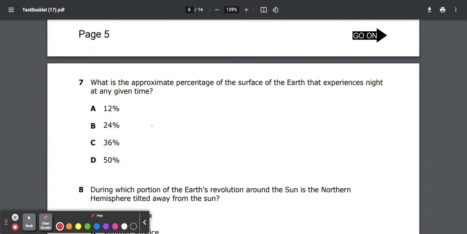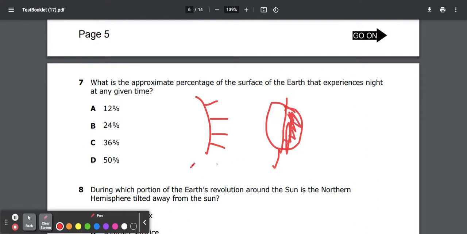What is the approximate percentage of the surface of the Earth that experiences night at any given time? So if I was just to draw on my scratch paper, okay, there's my axis. If I was going to shade which section is having day and which section is having night, this over here is night. So I shaded 50%. Half of it is having night and half of it is having day.